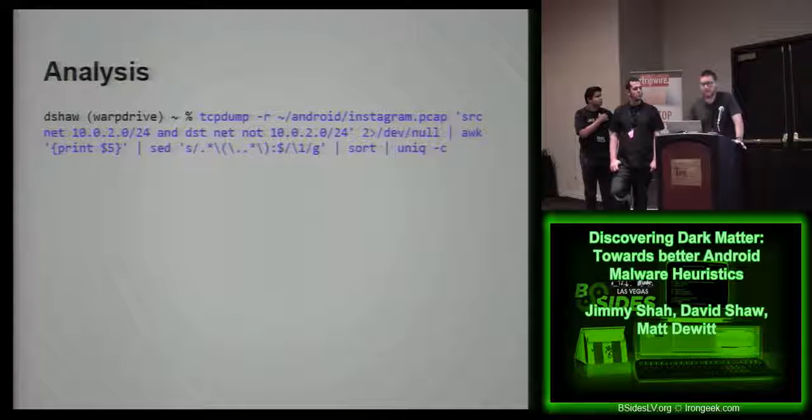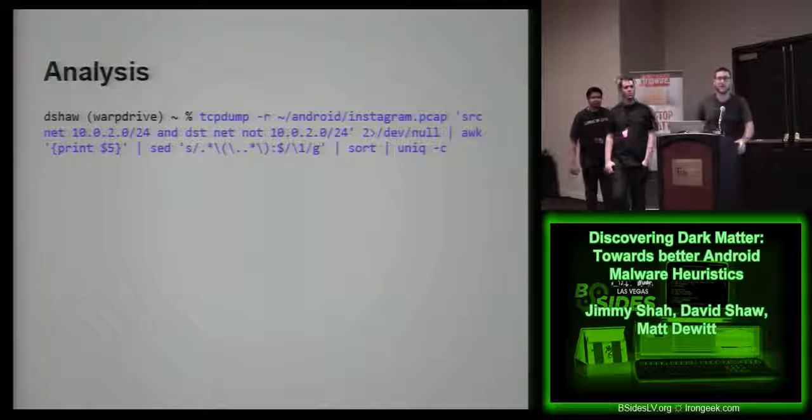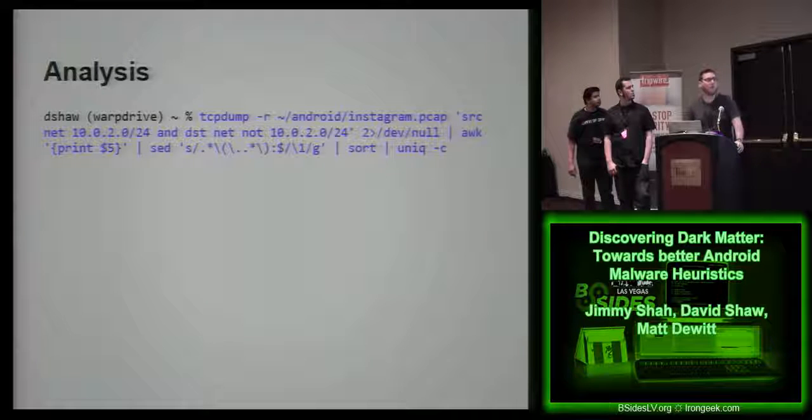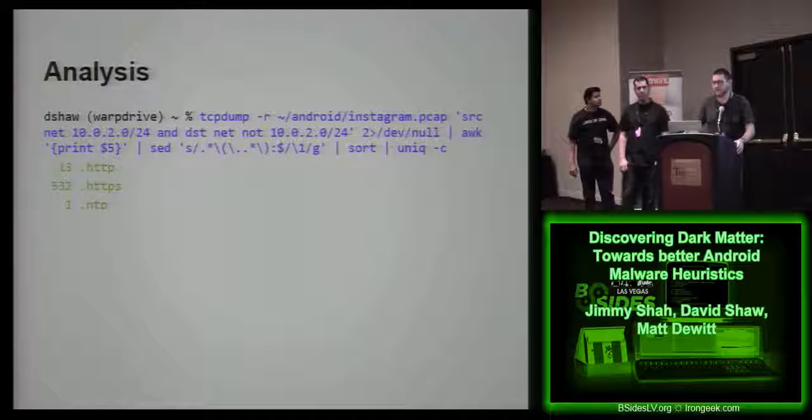If you use a little bit of regex here, and I know that's not super human readable, basically what I'm trying to do is get a protocol count. For each of the requests made during this probably about 10-minute period that I was testing, what protocols are being used to connect to a remote host. And we came out with this: 13 HTTP requests, 532 HTTPS requests, and then that random NTP request.